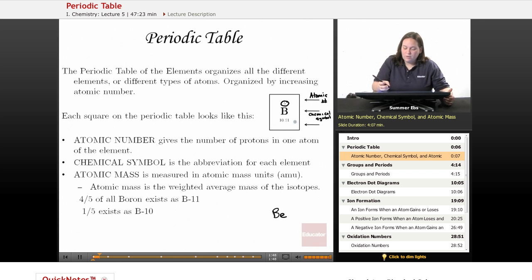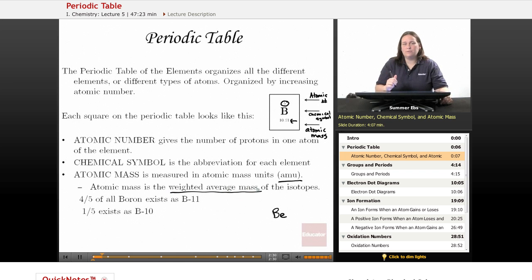And then the other important part of the periodic table is this little number right here. That little number is your atomic mass. Okay, so it really tells you the mass of your atom. Now, the complex thing about atomic mass, it's complicated, is that the atomic mass is not the mass of every boron atom. They don't really all weigh 10.81 AMU, atomic mass units. They don't really all weigh that. What that is, is the weighted average mass of the isotopes of that atom.